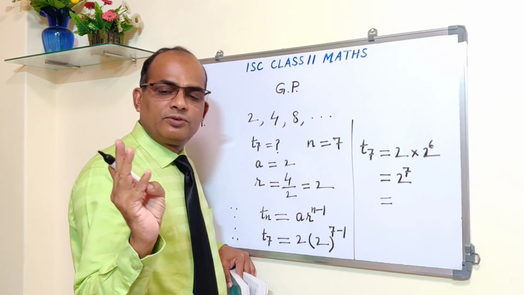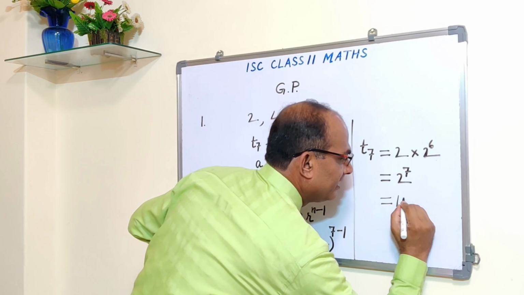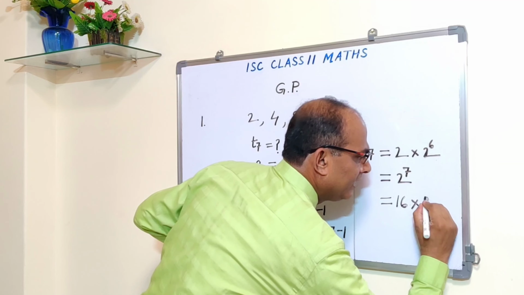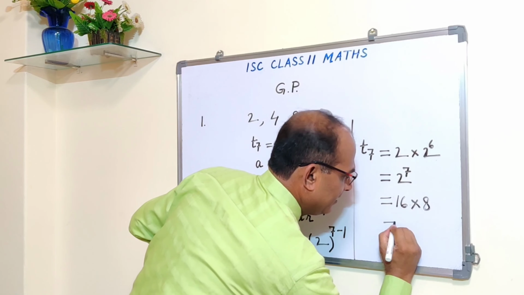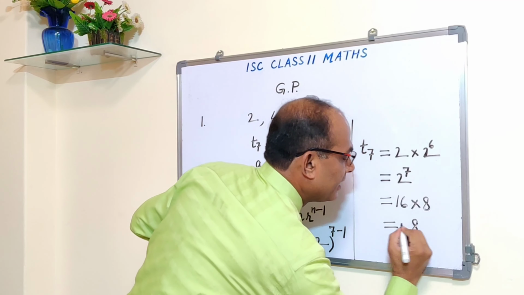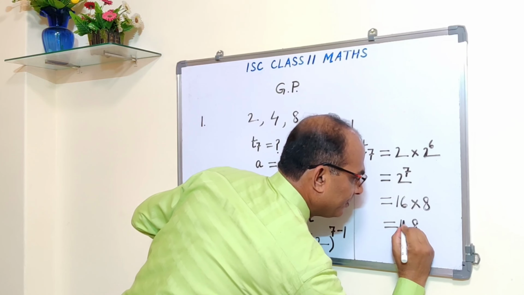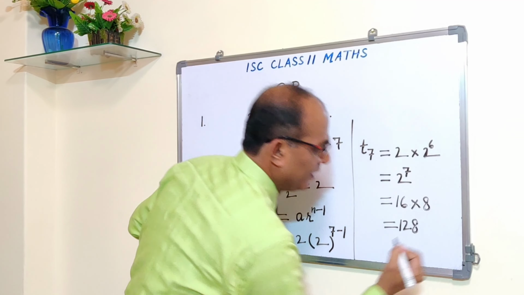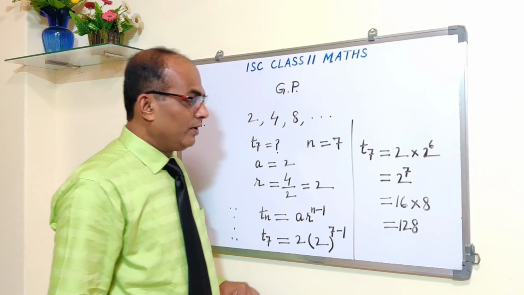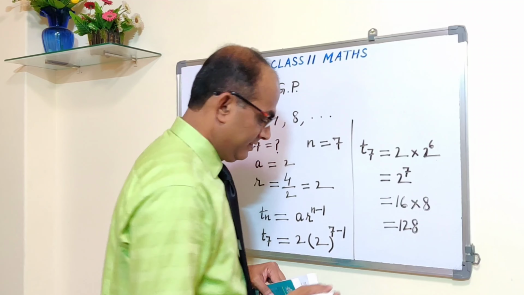2 to 4 to 8 to 16. 4 2's we are taking here, 16. And then 3 2's remaining, 2 to 4 to 8. And this gives you how much? 128. So 128 is the answer. Is that fine? This is your answer.